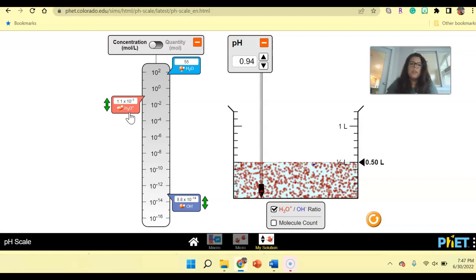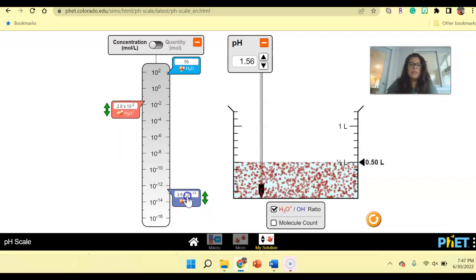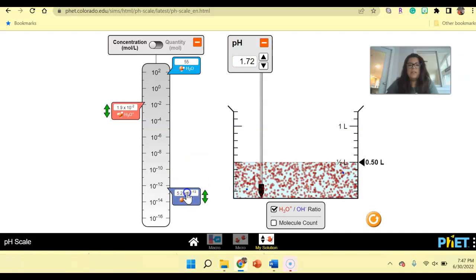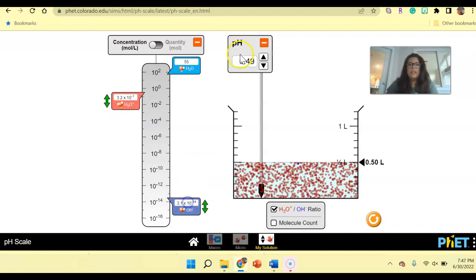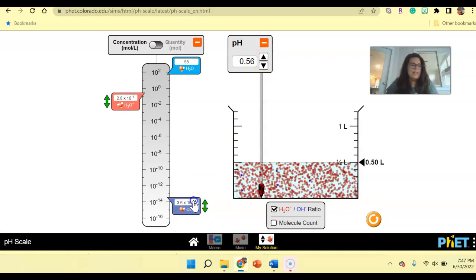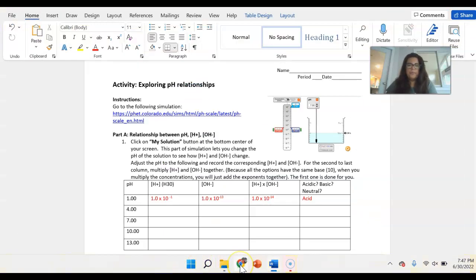So you can move these around as you need to. Sometimes it's easier to move these till you get closer to the number that you need up here and then use the arrows. It saves you a little bit of time. For this one, it says you want to adjust the pH to the following and record these concentrations of hydrogen ions and hydroxide ions. So what we want to do is move it to a pH of 1.